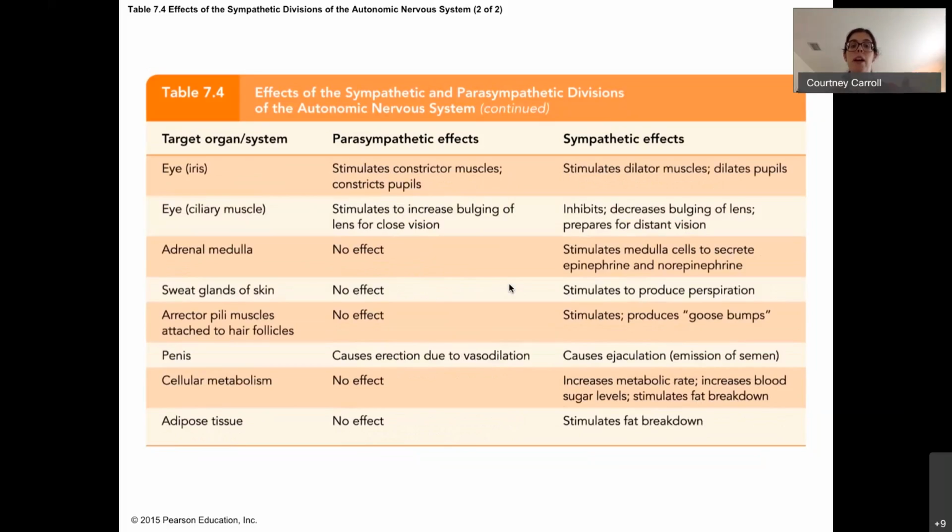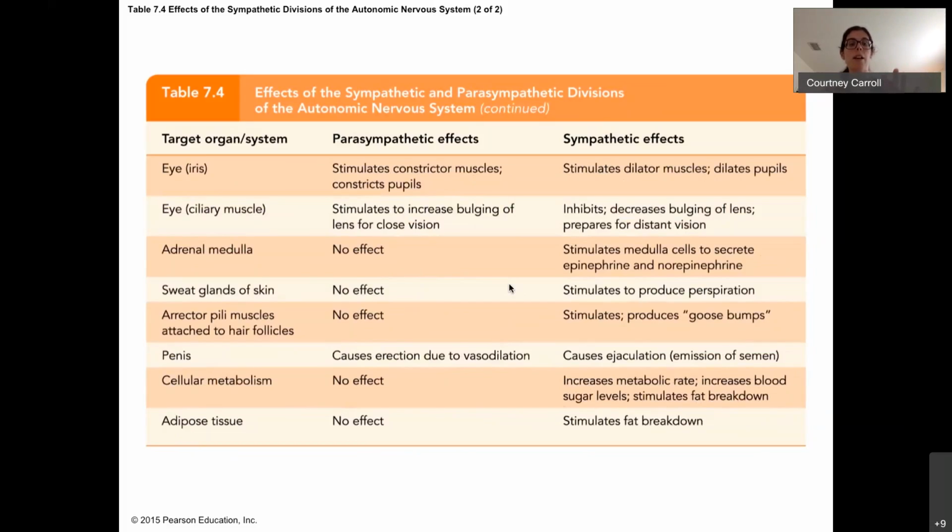Okay. Moving on to more organs. Effects on the pupil. The parasympathetic is going to constrict the pupil. The sympathetic is going to dilate the pupil. This changes the amount of light you bring in, as we'll talk about when we talk about vision. So dilating the pupil, making it bigger, is going to increase the amount of light, which is going to help you in a stressful situation take in more visual information.